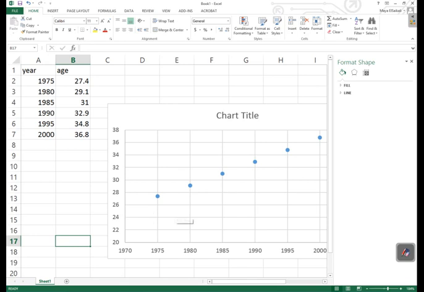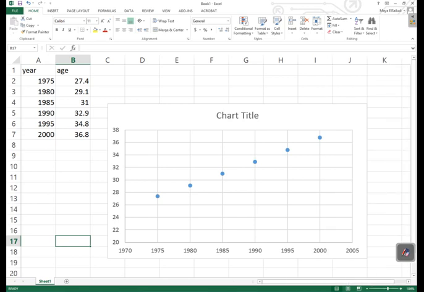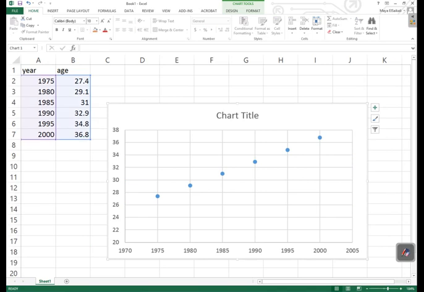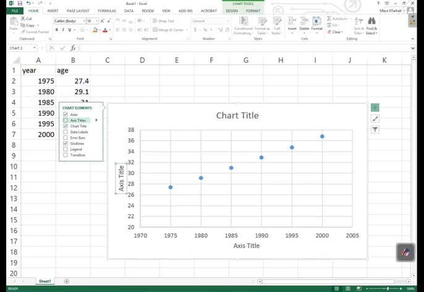Now, another important part is your label. Okay? So if you press on the graph, just press on the graph, you should have a plus sign. You see the plus sign? Press on that plus sign, and then you're gonna have axis titles. You must add that to it, because I wanna know what these axes are. So for this one, it's gonna be median age, or age, you can even put age. And then for the title of the horizontal axis is year.